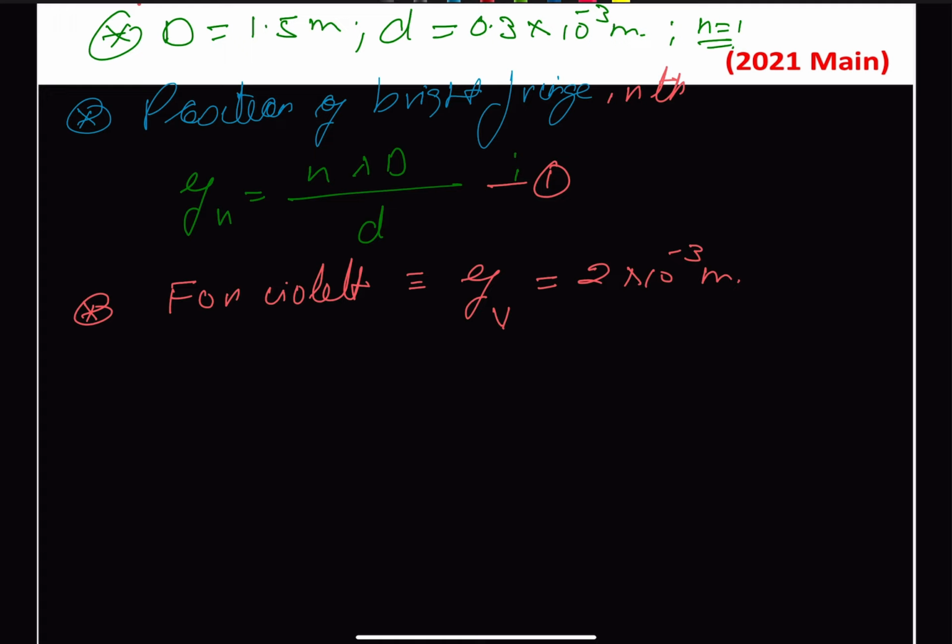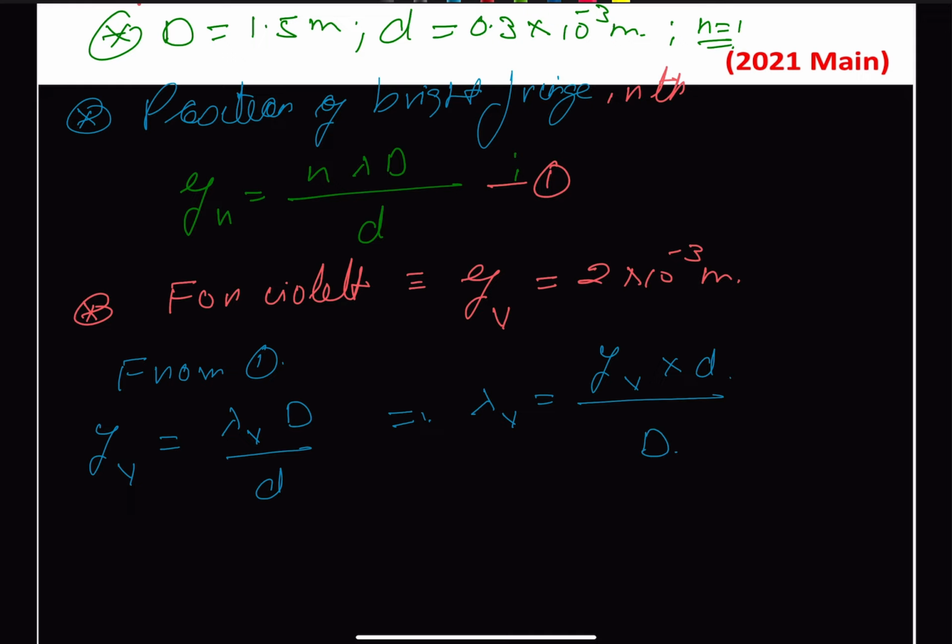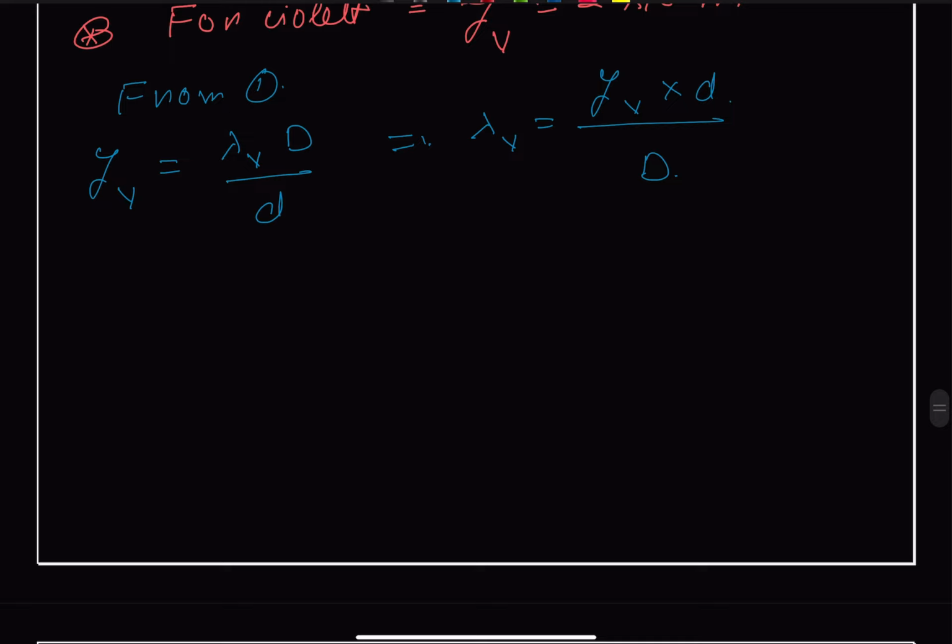So we can say from 1 we have y of violet is equal to lambda for violet D upon small d, and from here we can write our lambda for violet is equal to y of violet multiplied by small d and divided by capital D, and we can write that our lambda for violet will be equal to 2 into 10 raised power minus 3, and this is small d upon capital D.